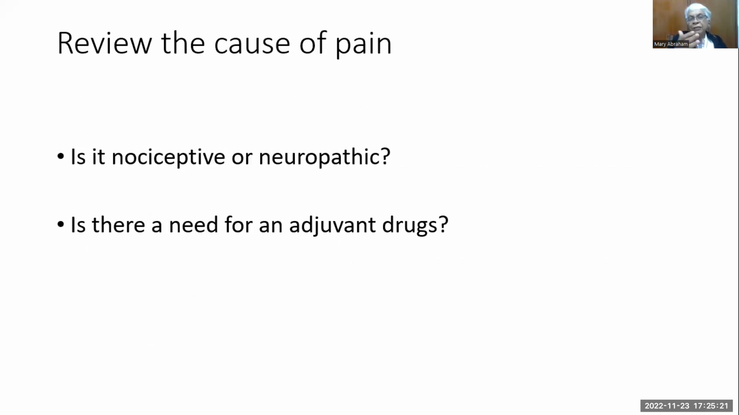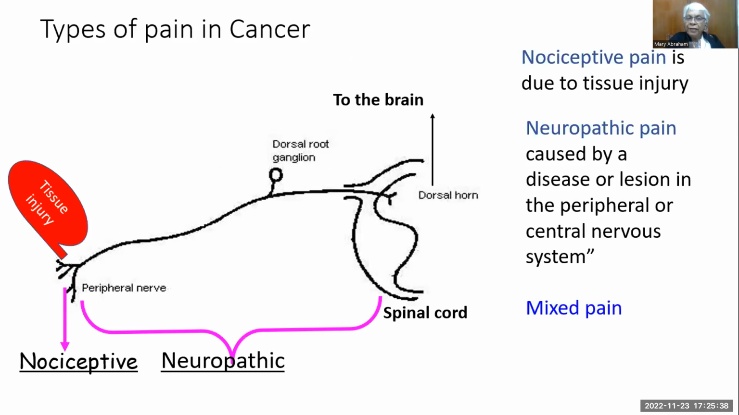Now, I had mentioned how we change over the drugs. Now we again review the cause of pain. Is it a nociceptive pain, or is it a neuropathic pain, or is there a need for an adjuvant drug to treat this kind of pain? I had already talked about how nociceptive pain is occurring at the peripheral tissue or the nociceptor, which is a nerve ending over here, or the neuropathic pain that is starting right from here, the first order neuron, spinal cord, and brain. So this whole thing is neuropathic pain.